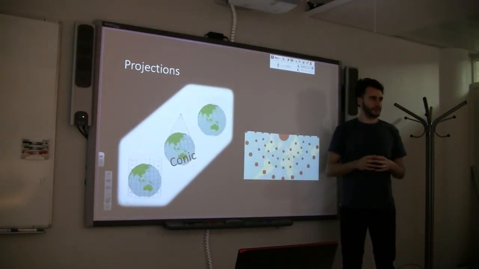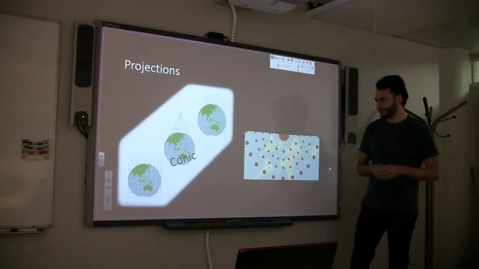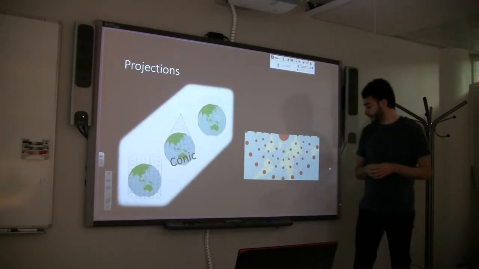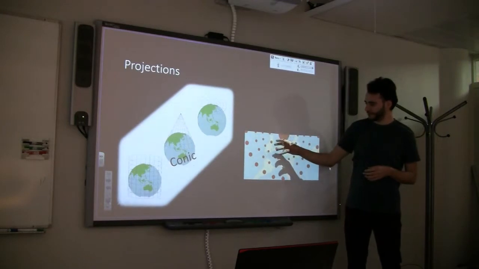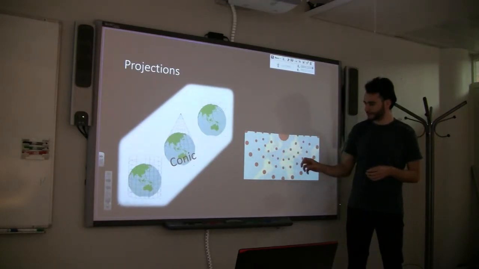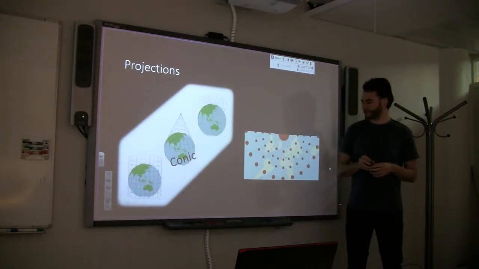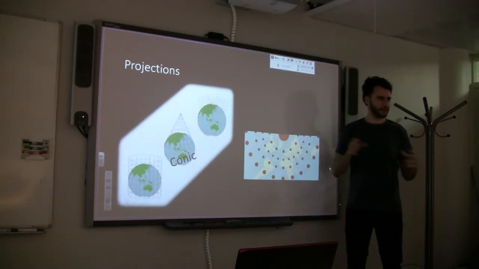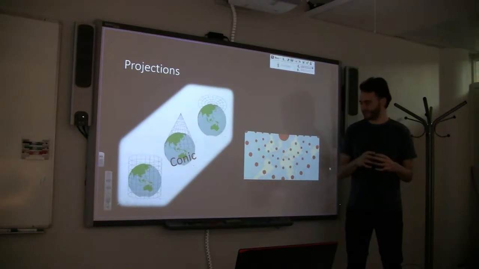Conical projections are also a thing. They look like that. You can see that the circles here, these red circles, stay circles, but the size of them is going to be different, even though originally, on the map, all of them should be the same size. This kind of map is useful for flight paths.